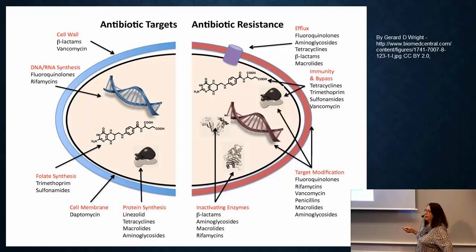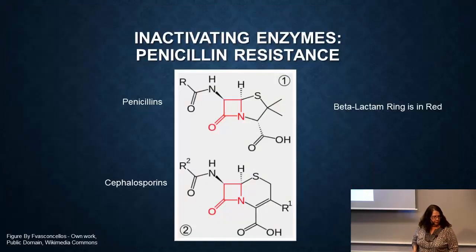On this slide is a summary of what I'm going to tell you in the next half hour or so. On the left, it again shows you all the targets of antibiotics. And on the right side, it shows you the different mechanisms that can be used to become resistant to the antibiotic. And you can see it's been separated into the different types of antibiotics that include different kinds of resistances. So there are four major classes or types, and I'm going to talk about each of them in detail. These are efflux, immunity or bypass, target modification, and inactivating enzymes. And I'll start with inactivating enzymes.